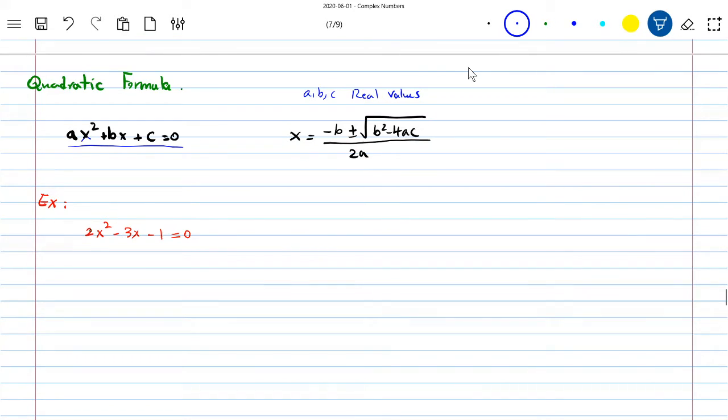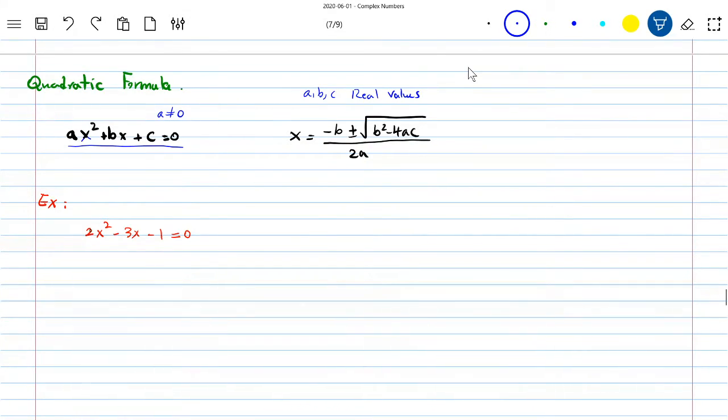This is assuming that the coefficient of x squared is not 0. If it is 0, then this term is gone and it becomes a linear equation. For the quadratic formula, we assume that this a is not 0. This way, when you look at the solution, the denominator cannot be 0. It should be a well-defined fraction.